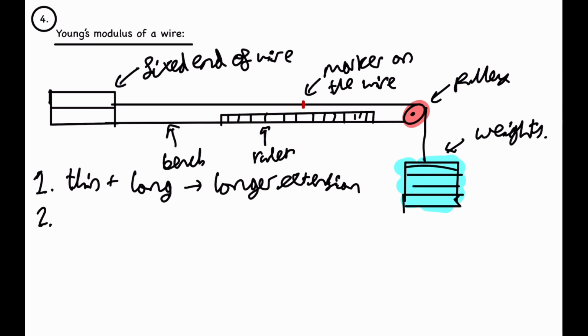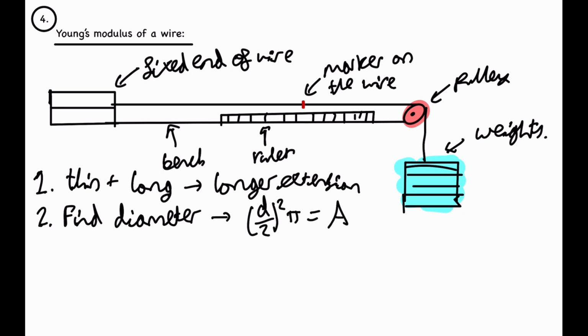we would have to measure the cross-sectional area using a micrometer. So we would need to measure the diameter in different places of the wire. We would measure around here, for example, here and here, and use the measurement of the diameter, so find the diameter, to use (diameter divided by 2) all squared times pi to find the cross-sectional area. And we use a micrometer. And we are assuming that the wire is circular.